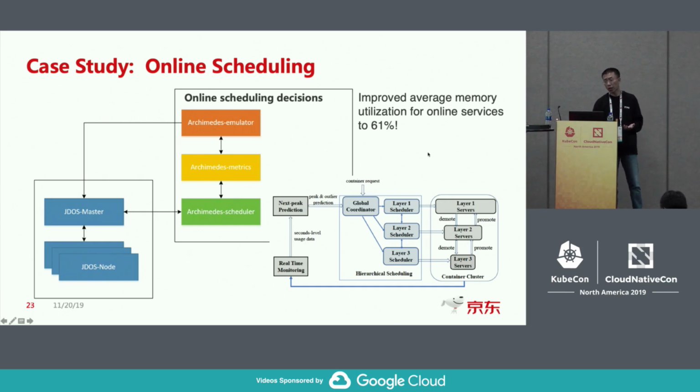The results here are without consolidating the co-scheduling of batch and online services, just running the online services, which are very latency sensitive. We can improve the average memory usage to 61%, and we almost eliminate all the out-of-memory errors. To the best of my knowledge, compared to the literature and reports, this is a very good result.